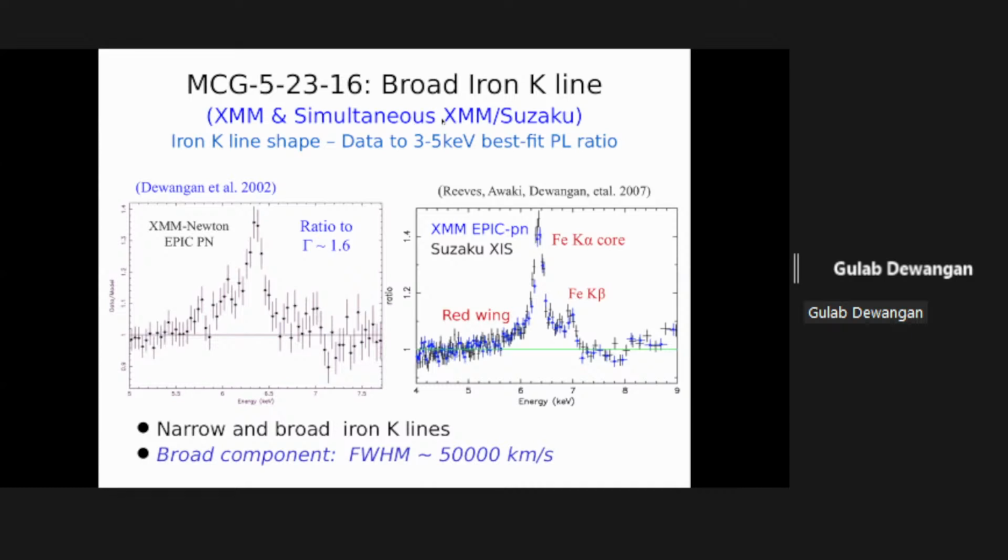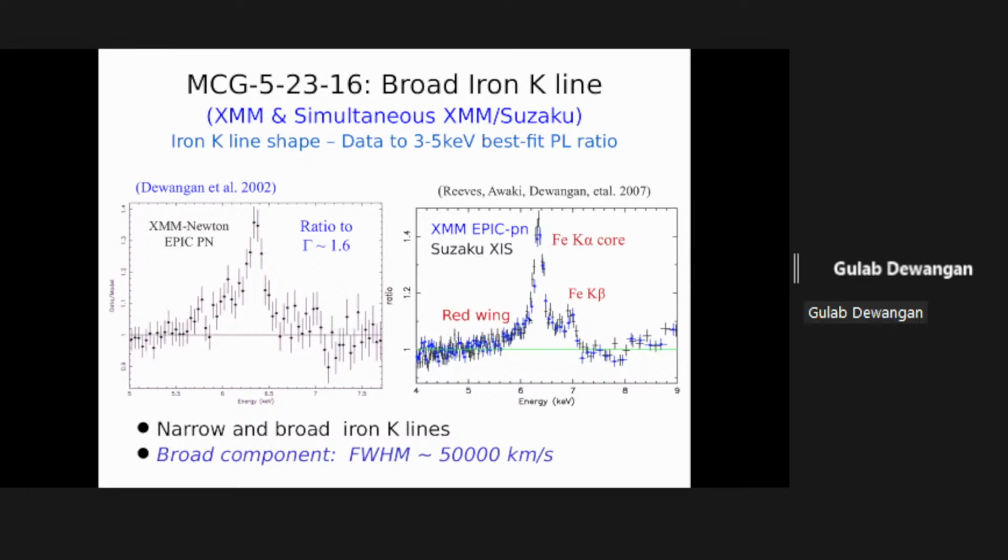This we observed using XMM-Newton and Suzaku later. This is the same spectrum, but with much better signal to noise, observed with XMM-Newton, the European mission, and the Japanese mission, Suzaku. So what you see here is a narrow iron K alpha line. Of course, it has a certain width, but that is due to the instrumental width. We do not really resolve it. And there is another peak. The main peak is the iron K alpha, and the other peak is the iron K beta line.